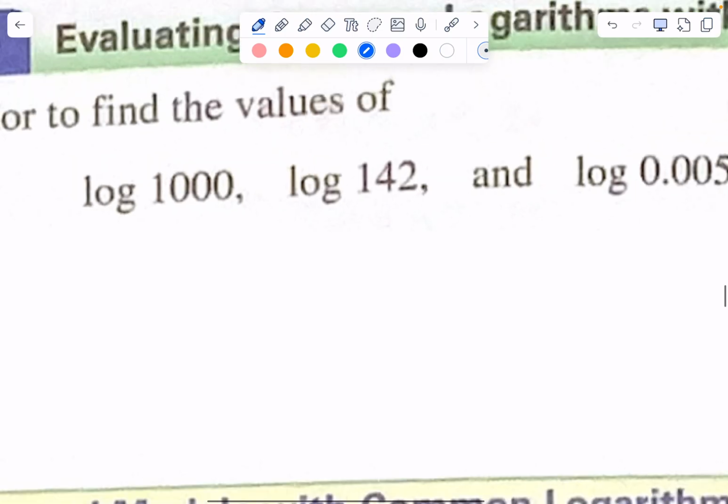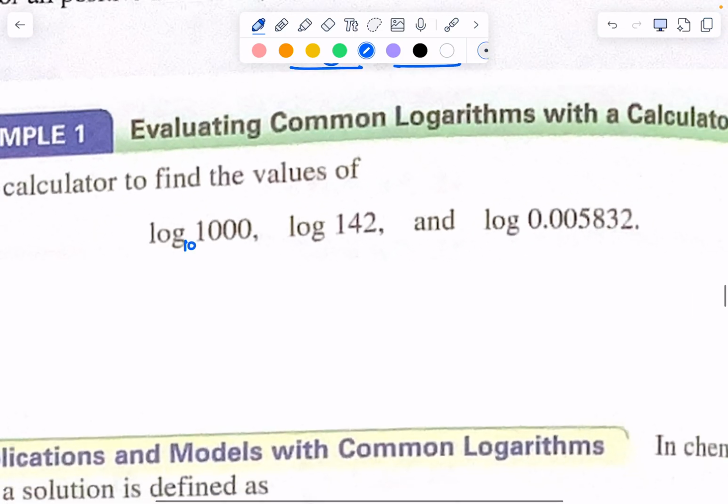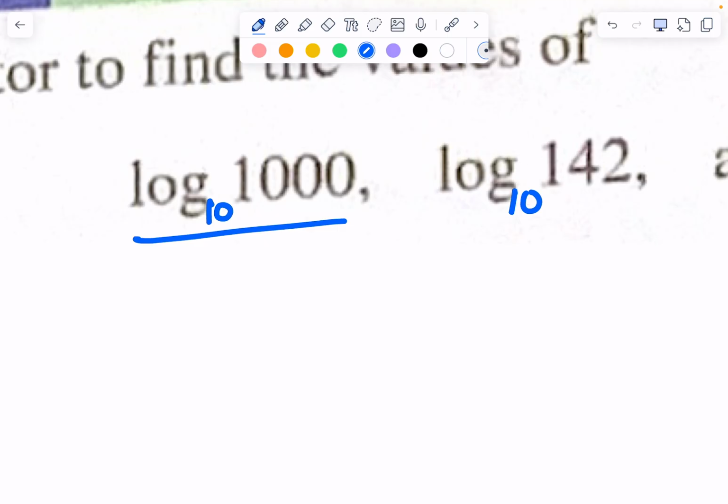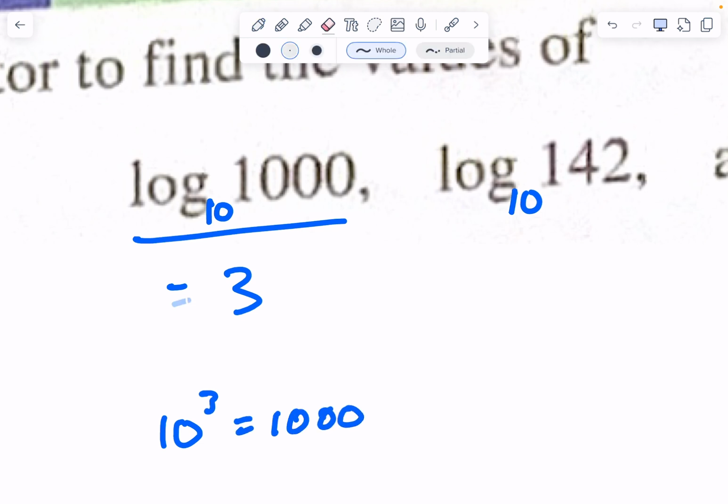So all of these right here that they want you to plug into a calculator, those are all log base 10s. Okay, so this one right here, if you do log base 10 of 1,000, you typed it in, and Ken's got 3 because 10 to the third power equals 1,000, right? That's what you're finding. So the answer to that is 3.